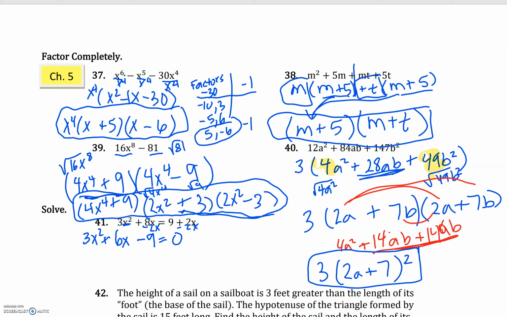Now from here, I'm going to start factoring. Like on number 40, I have a common factor. I can pull out a 3 and divide them each by 3. x squared plus 2x minus 3, dividing each of those by 3.